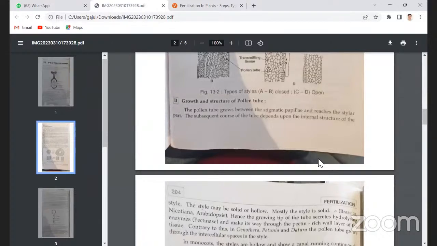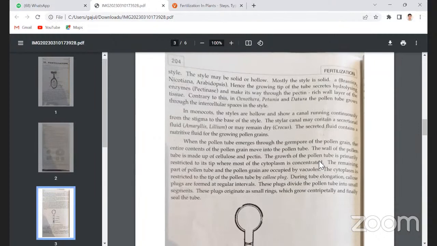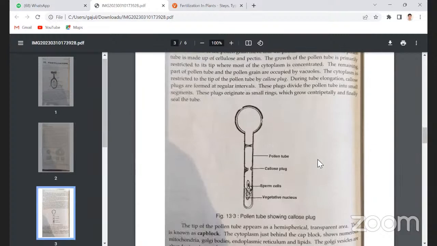Here the pollen tube grows between the stigmatic papillae and reaches the stylar part. The subsequent course of the tube depends upon the internal structure of the style. The style may be solid or hollow. These are the pollen tubes showing the carrot plant. So here the style may be solid or hollow. Mostly the style is solid. Examples are Brassica, Nicotiana, Arabidopsis.